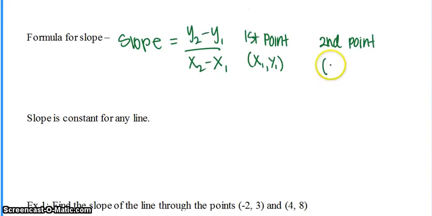Second point is going to be x2 comma y2. Okay, so the x2 goes with the y2, and the x1 goes with the y1. It's very important that you keep them together.